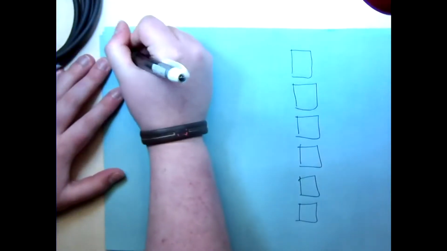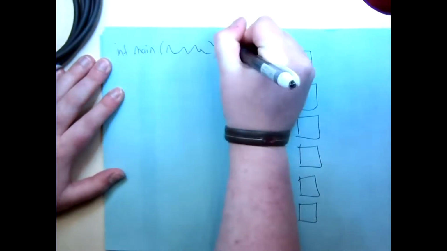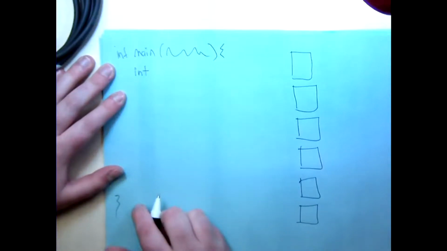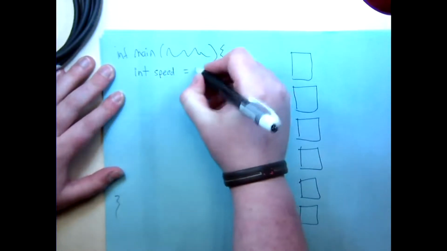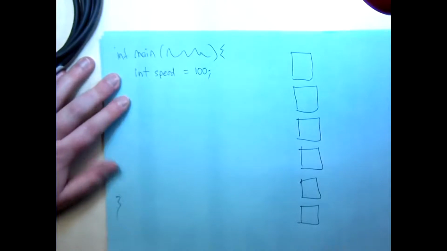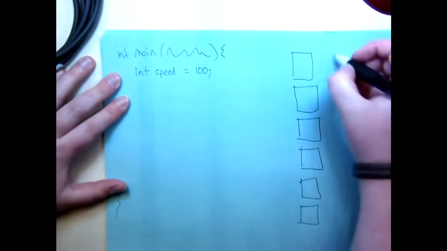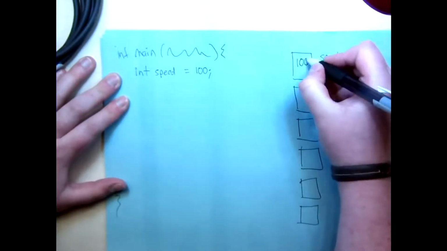So this might be the memory of my program, and I might start out int main, squiggle, squiggle, squiggle. And so I might start out in my main function by saying int speed equals 100. And so what's going to happen in my program or on the computer, it's going to go, the next free box is this one here. And it's going to say, okay, this one here is now called speed, and it contains the number 100.